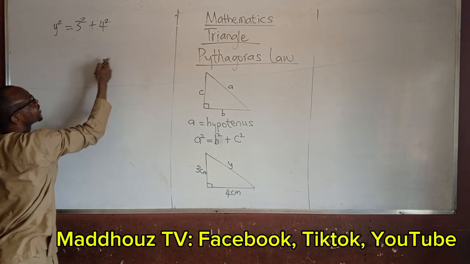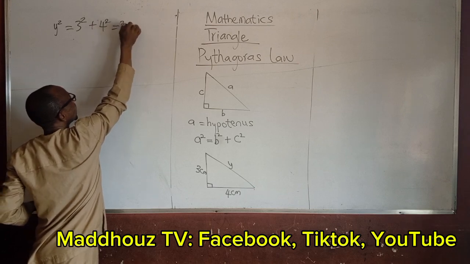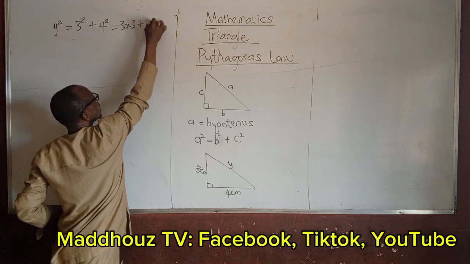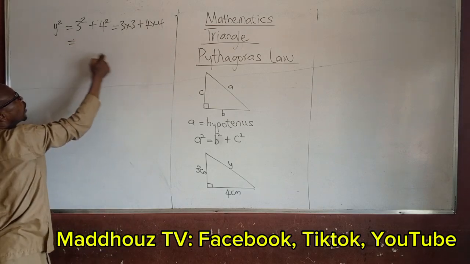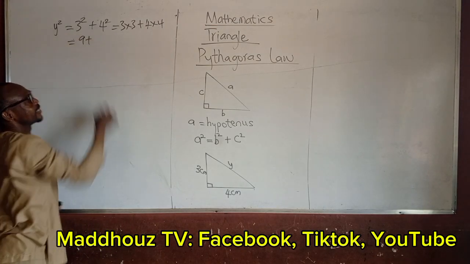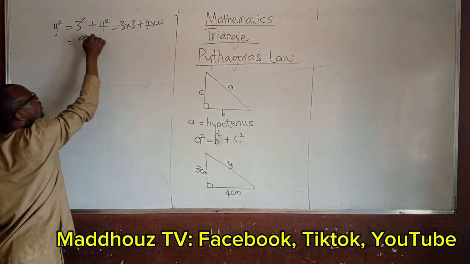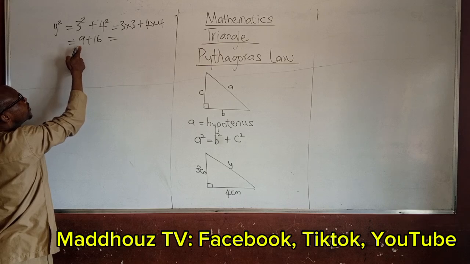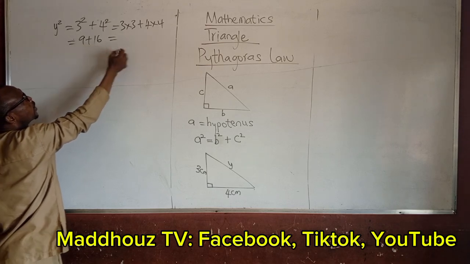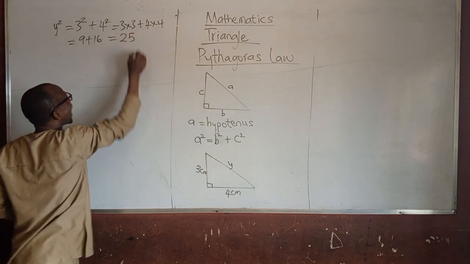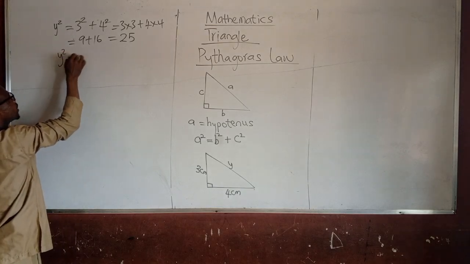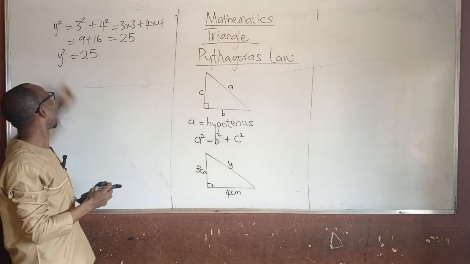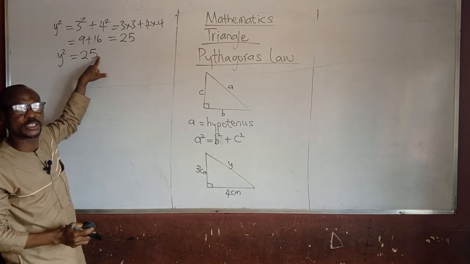3 square means 3 times 3, plus 4 square means 4 times 4. 3 times 3 is 9, and 4 times 4 is 16. So 9 plus 16 gives us 25. So y square is equal to 25.